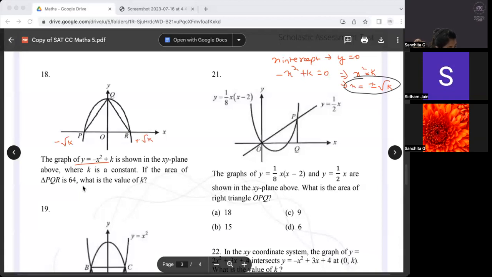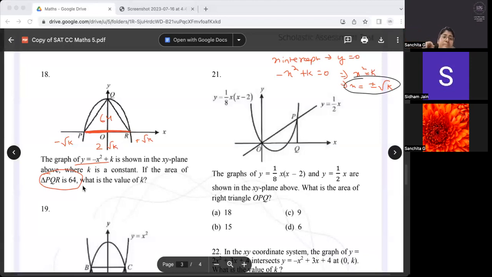Can I find the distance? Distance is the base, 2 root k. Many students actually added minus and plus. No, I'm taking the distance, irrespective of the sign. So my base is 2 root k. I know already that the area of the triangle is 64, so if I just get the height, I can plug in and get my answer.